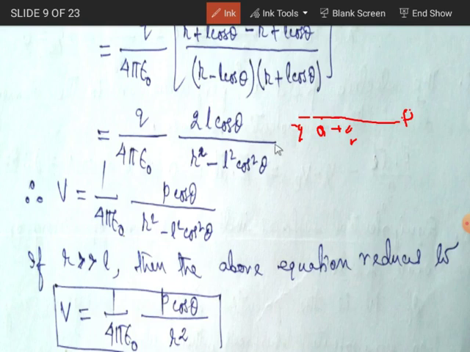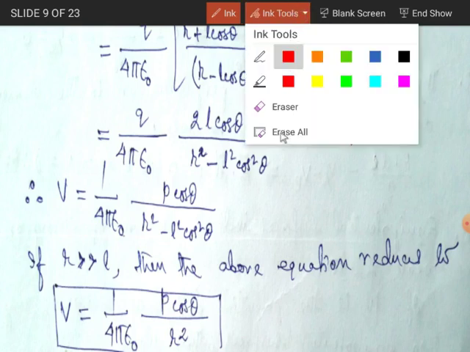If you try to find it for the equatorial line, then a line should be drawn perpendicular to this dipole length, and your point of observation P will be somewhere here, right? And the angle between the dipole moment and this OP will be 90 degree. So if you put cosine of 90 degree here, then you will get the electric potential, which of course will be equal to zero.